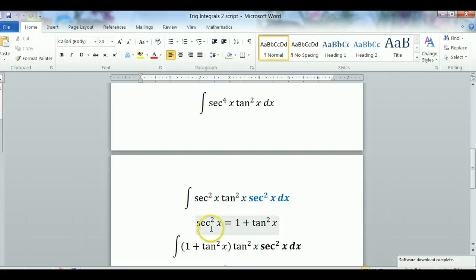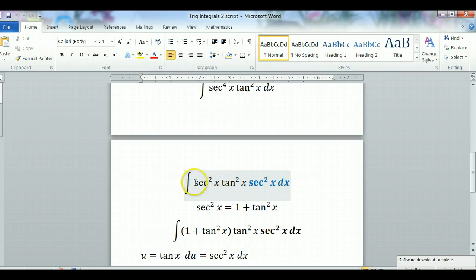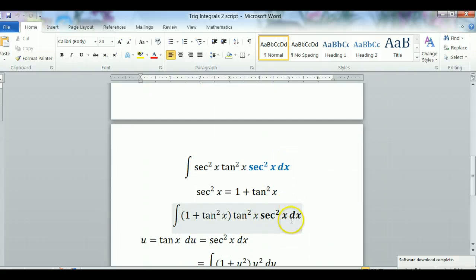The next step, in the previous type, was to convert the remaining power to the opposite. We do the same thing here, except that the opposite of secant would be tangent. So we convert the secant squared into tangent. And once again, just like before, we can use a Pythagorean to do that, because secant squared is 1 plus tangent squared. We can put that here, and then this becomes 1 plus tangent squared. And then we still have the tangent squared, and we have secant squared dx, which we reserved at the end.